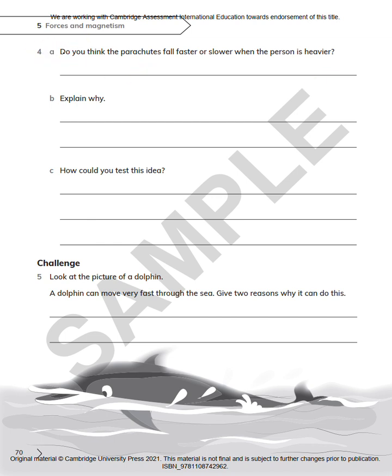Question 4. Do you think the parachutes fall faster or slower when the person is heavier? I think so. Explain why. How could you test this idea? I think so because the heavier the person is, the more gravity they have, and therefore the parachute, I think, will fall faster.